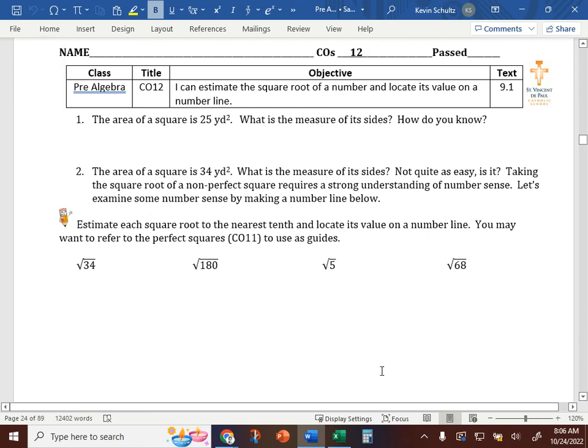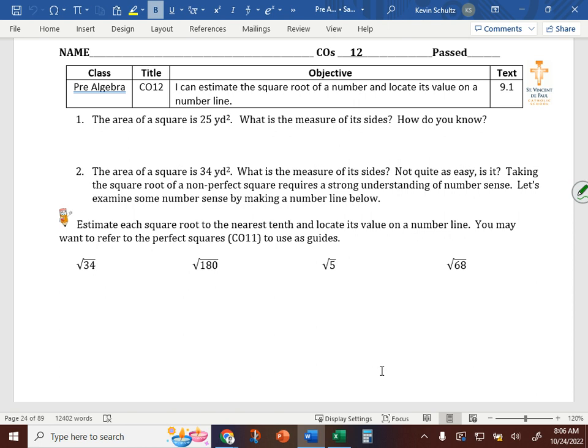We are wrapping up Unit 2 with CO12, using what we used in CO11, because in CO11 we have those two charts. One lists all those perfect squares and their root. We're going to look today at how we can estimate the value of a non-perfect square.